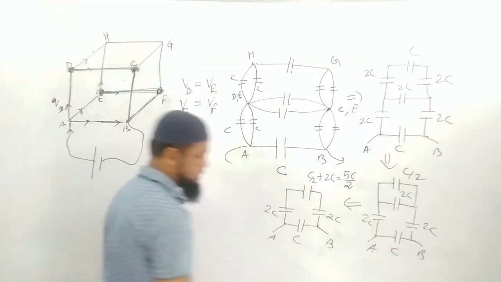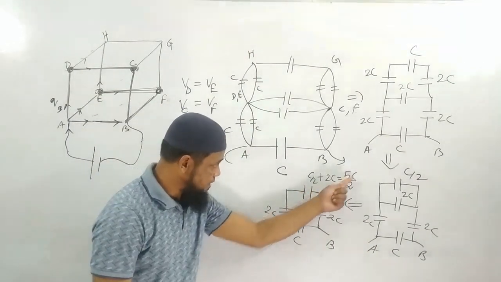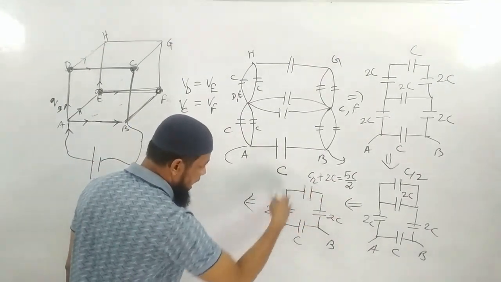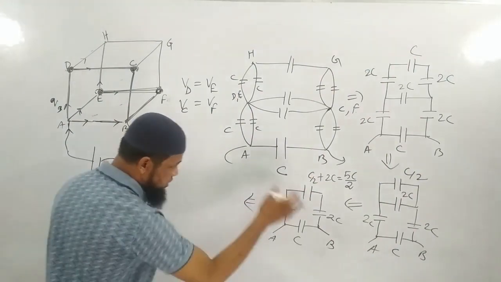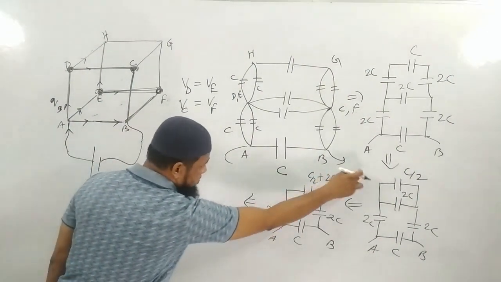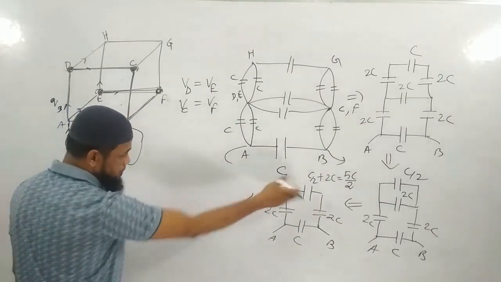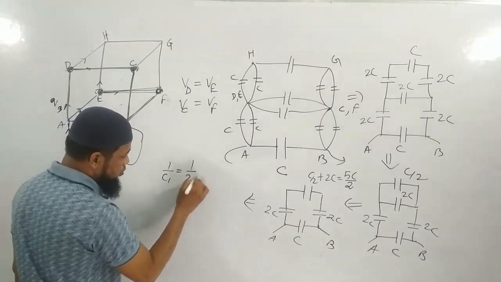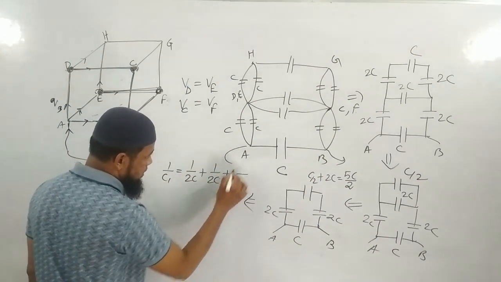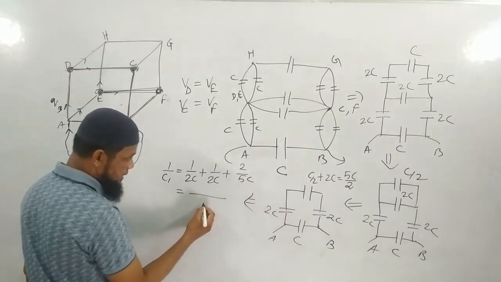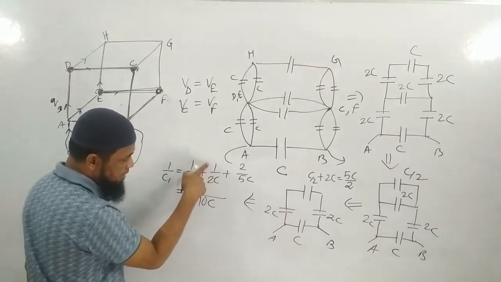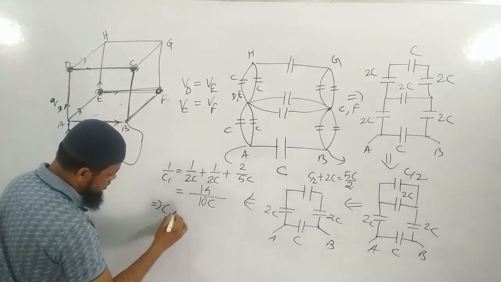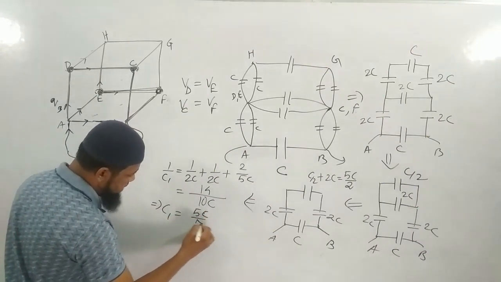These two are twice C and twice C. Now this capacitance is 5C by 2. So see what will happen in the next line. Twice C and this one are in series. So twice C and twice C in series, the equivalent is C. So C and 5C by 2 are in series. Let me do it directly. Let me call this equivalent C1. So 1 by C1 is equal to 1 by twice C plus 1 by twice C plus 2 by 5C. Let me take 10C as the LCM: 5 plus 5, 10, 10 plus 4, 14. So C1 will become 5C by 7.